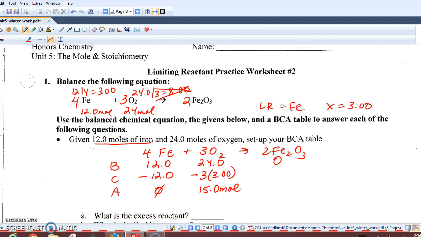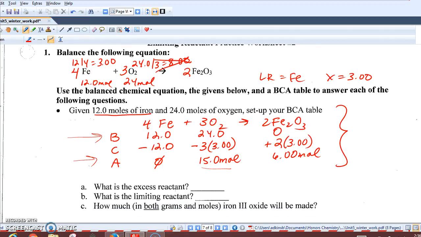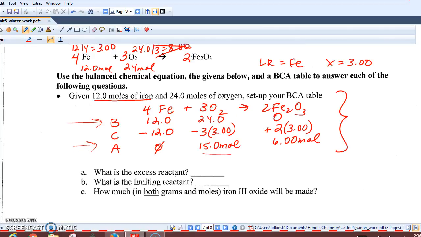And then to begin with, we don't have any product. This is going to go up by 2x, and x again is 3. So we would have 6 moles formed. The thing I love about these BCA tables is you've got everything you need. You've got the start of the reaction, you've got the end of the reaction, you've got how much excess is left over. So these questions that they ask later are very straightforward to answer.